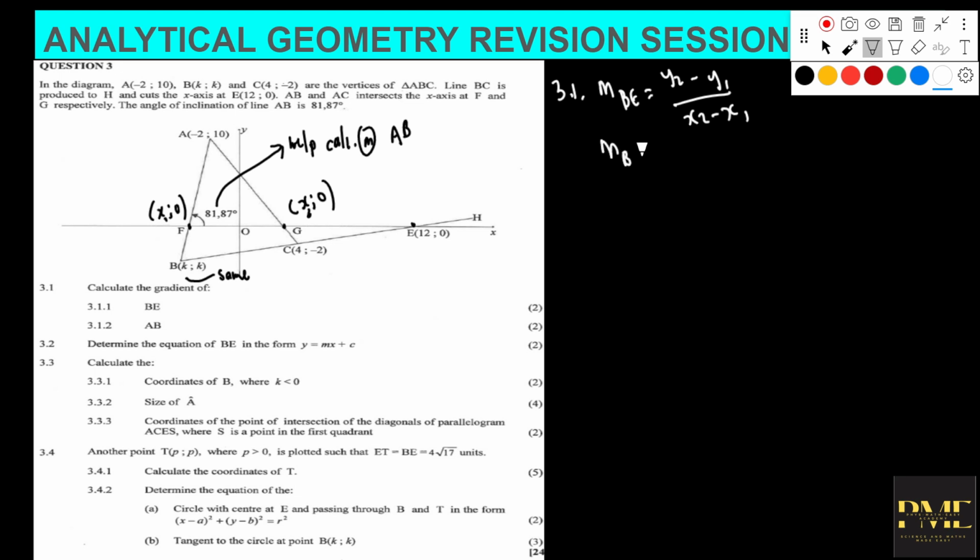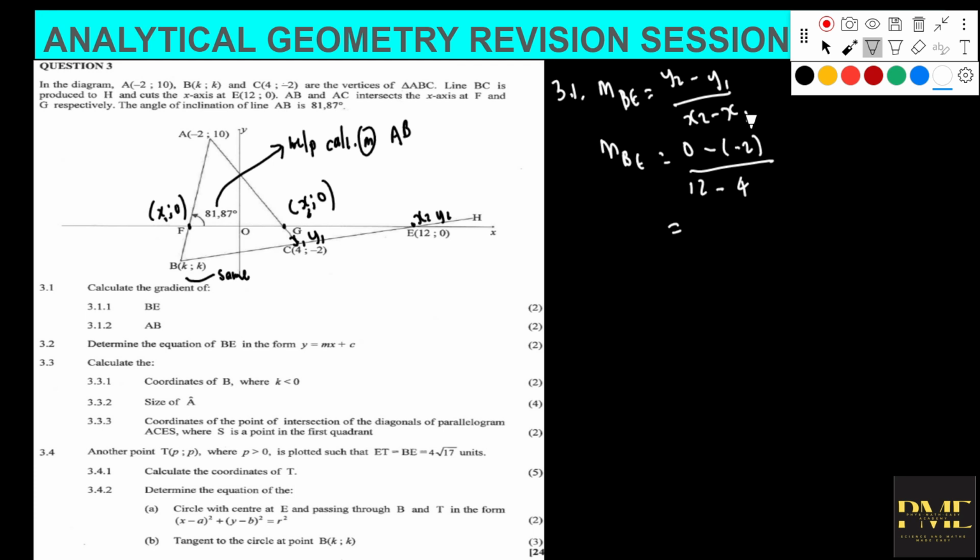So our gradient of BE will be equal to, we're going to use C and E because both lie on the same line. We label this as our y2 and that as our y1. So we have 0 minus (-2), because C is (4; -2). We'll have our y2 there, our x2 there, our y1 there and our x1 there. So we have 0 minus the y1 formula, then -2, all over x2, which is 12, so 12 minus x1, which is 4 respectively.